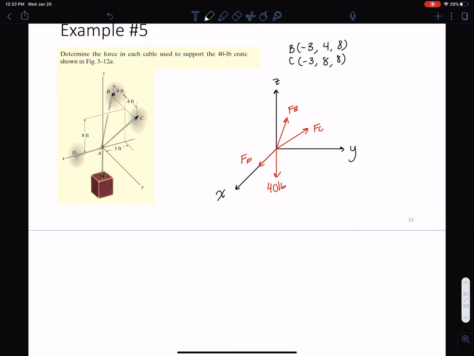Okay. Now that I have those coordinates, I can actually write FB as a vector, and I can take the magnitude of FB multiplied by our Cartesian vector system here in terms of our unit vectors. So I need to travel negative 3i minus 4j plus 8k.